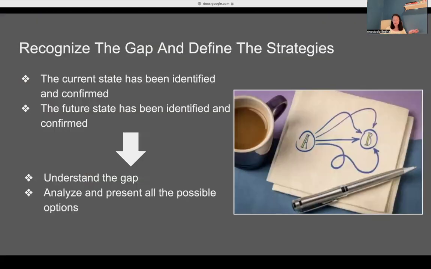So now we have our current state, we have our desired future state, and we have the shared understanding of these two states, agreed by the key stakeholders. Now we need to identify the gap: what we need to get to B, what is different in B from today's A. We understand the gap and present all the possible options to our key stakeholders and decision makers who are empowered to make the decisions about the strategy, how we can now get from A to B.